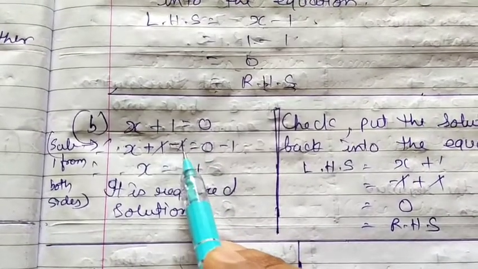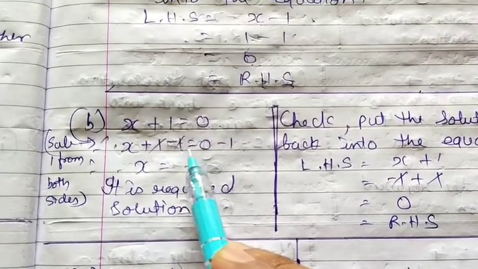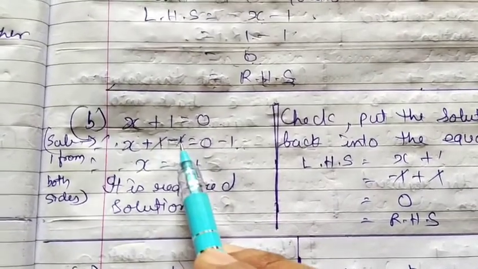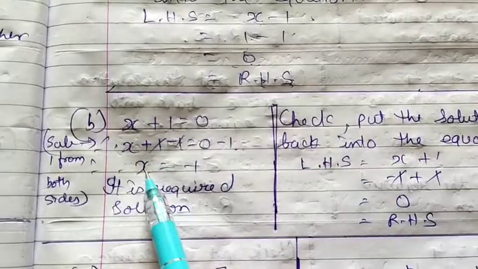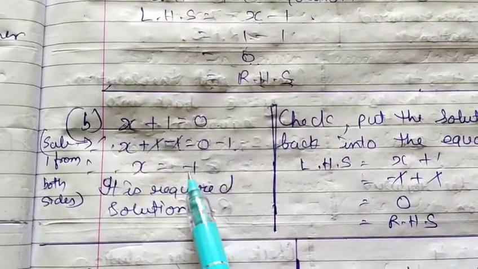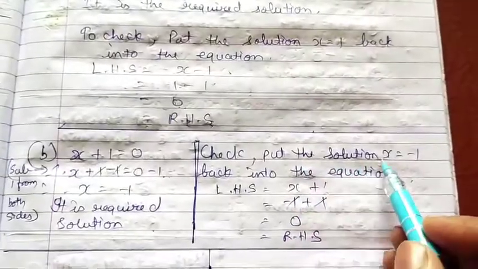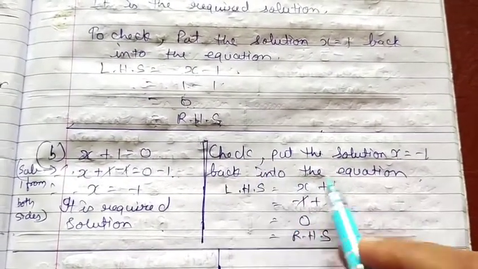Subtract 1 from your left hand side also, and subtract 1 from your right hand side also. So by doing so, positive 1 and negative 1 will get cancelled. This is how we got the value of x, that is 0 minus 1, which is minus 1. It is the required solution. Now how to check? Put the solution x equals minus 1 back into the equation.